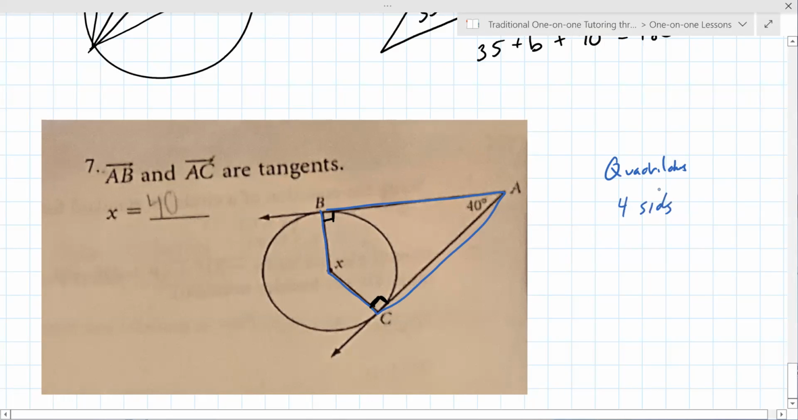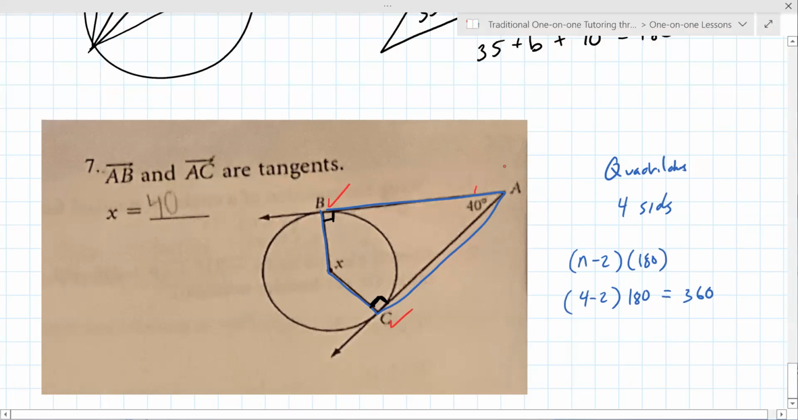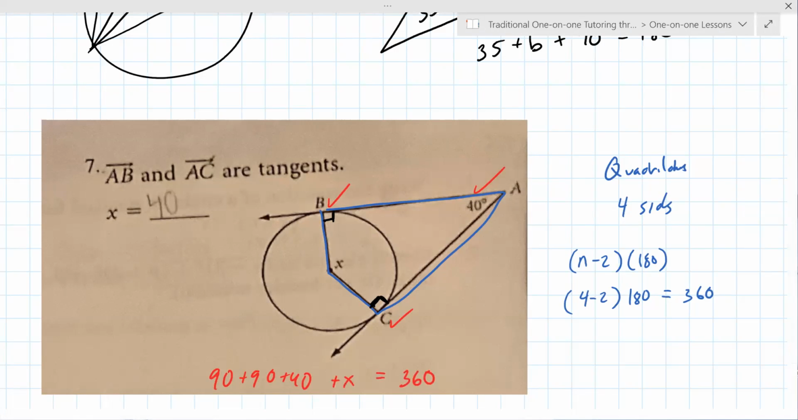And so we know that the sum of the interior angles is n minus 2 times 180, but it's 4 minus 2 times 180, which is 360. So why does that matter? Because you know three of the four angles. You've got the 90, the 90, and the 40. 90 plus 90 plus 40 plus x equals 360.